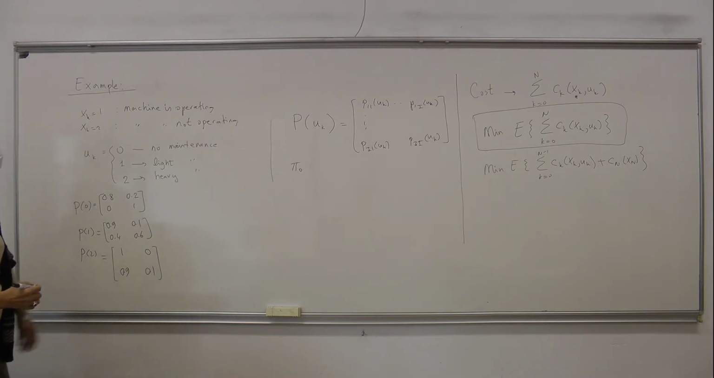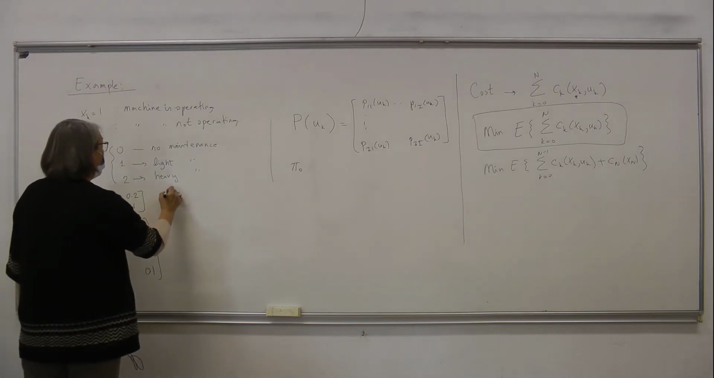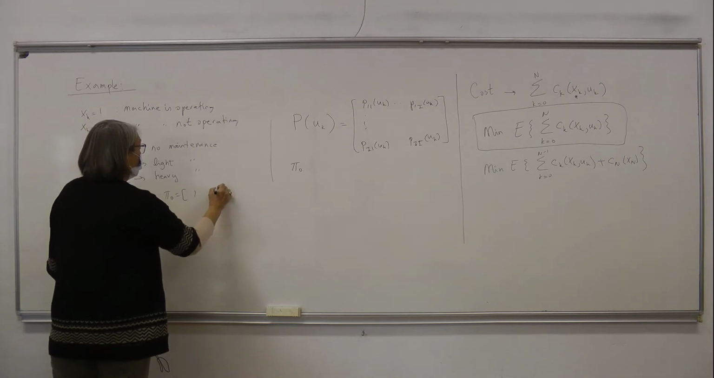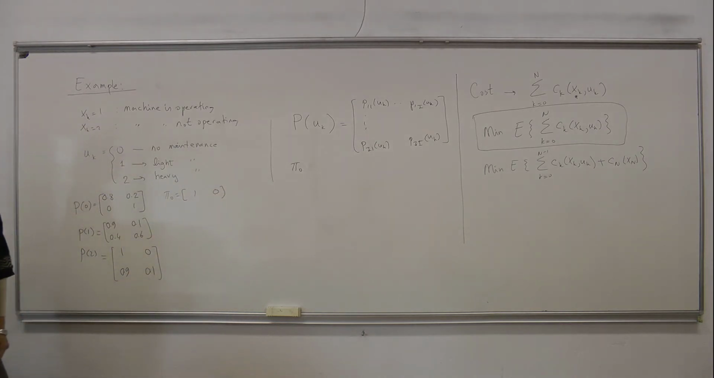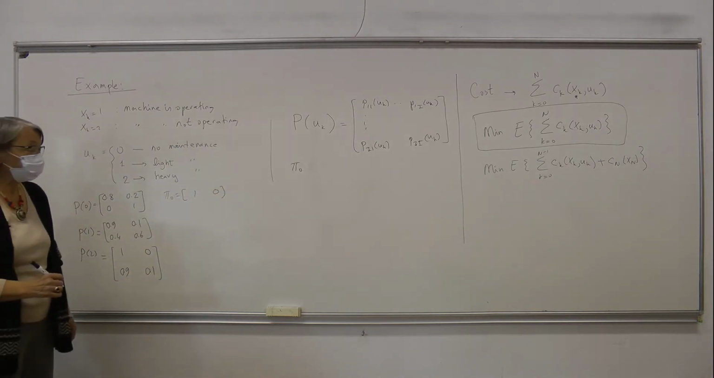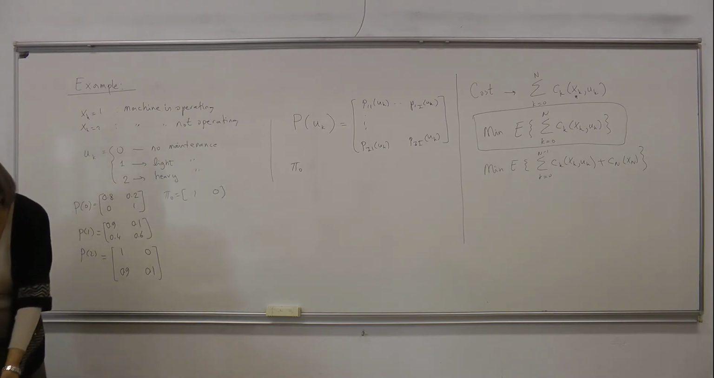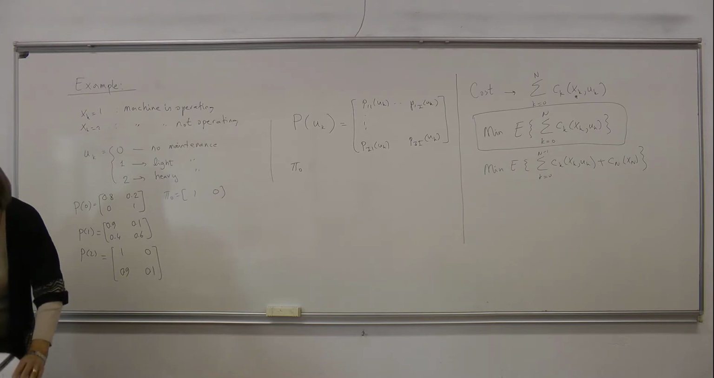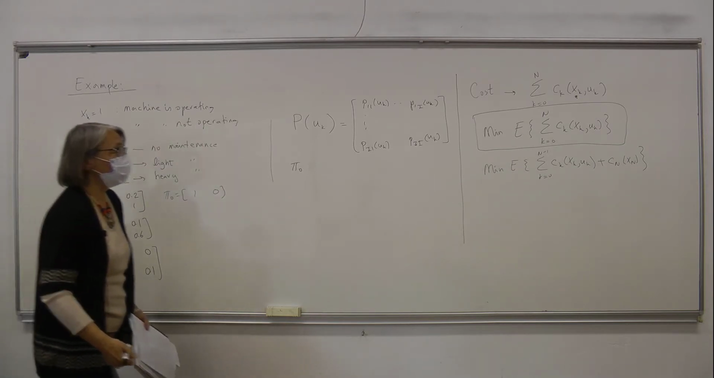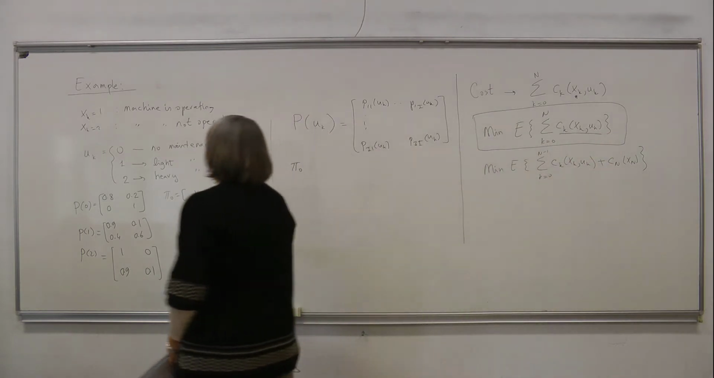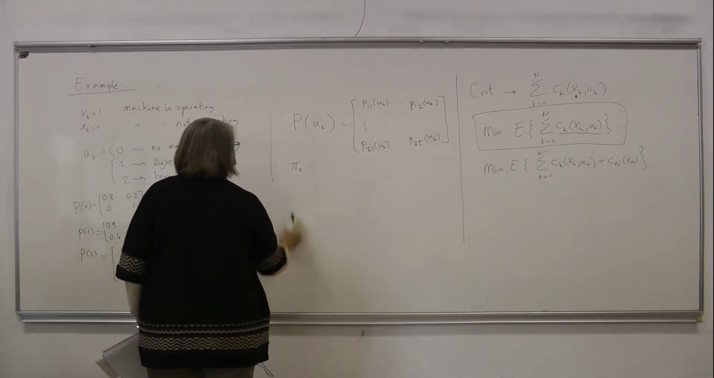And we also have to define, first of all, our pi 0. When we rent this machine, we assume that it is in the operating condition, so pi 0 is equal to 1 and 0. And we also have to define what the incremental costs are. We will define the incremental costs as something like that. The incremental costs, as you can see there, is a function of the state and the input that we have applied there.